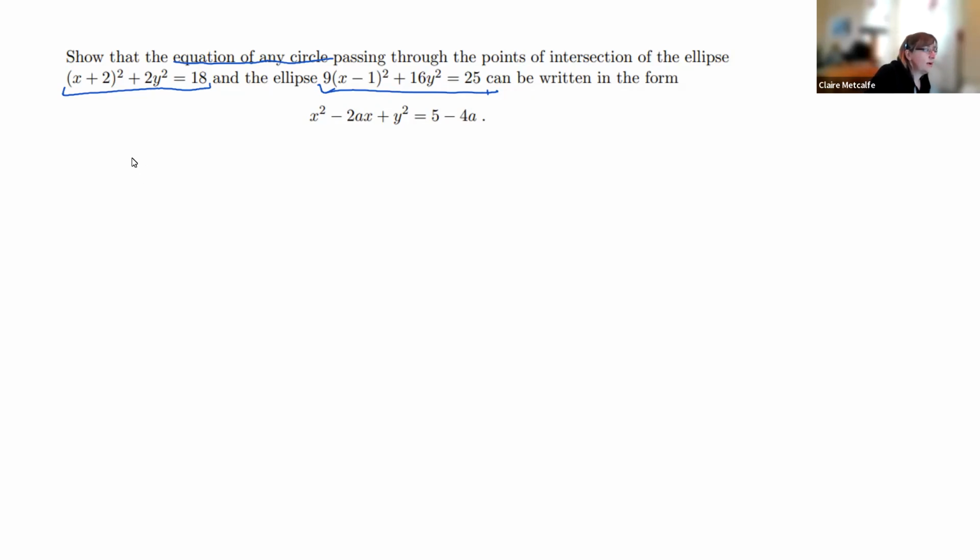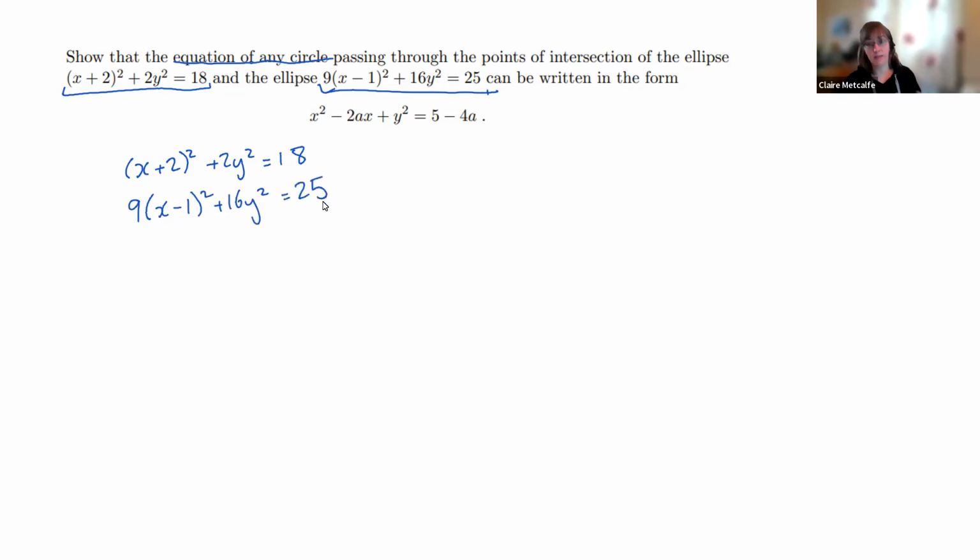So we've got two equations of curves, (x plus 2) squared plus 2y squared equals 18. And we have another one, which is 9(x minus 1) squared plus 16y squared equals 25. So these are ellipses. We don't need to know that. We can just work out the points of intersection by solving the simultaneous equations like we would do normally.